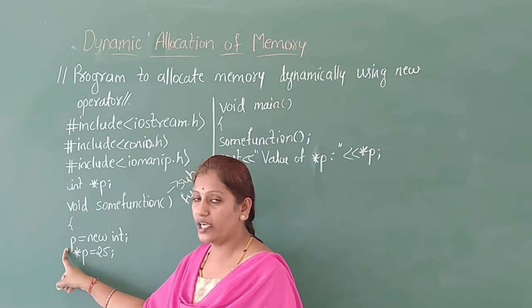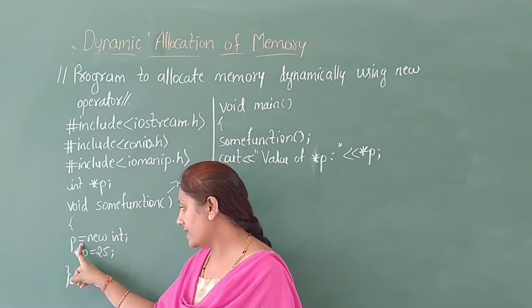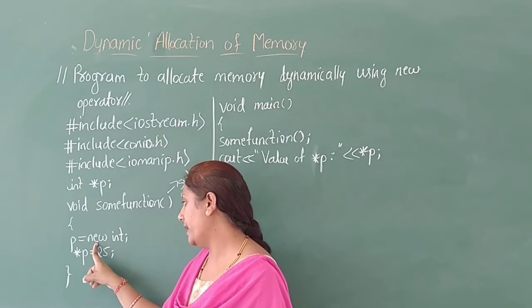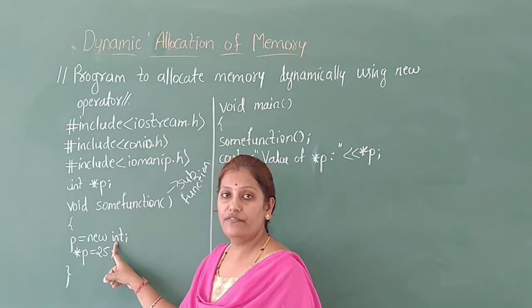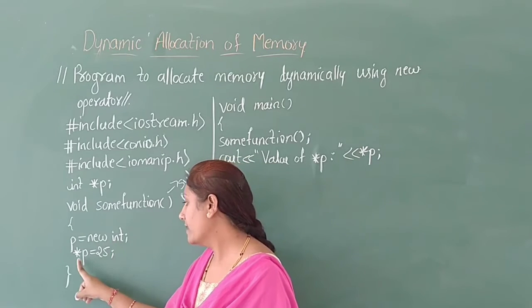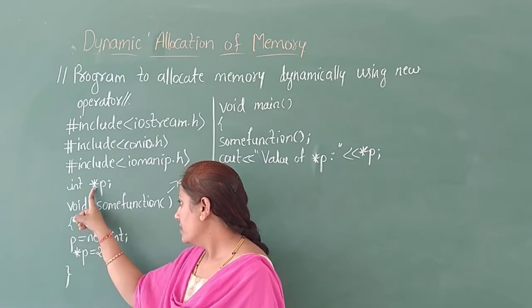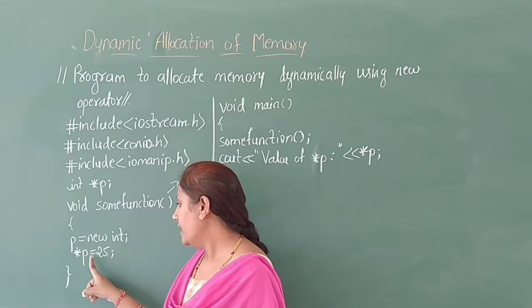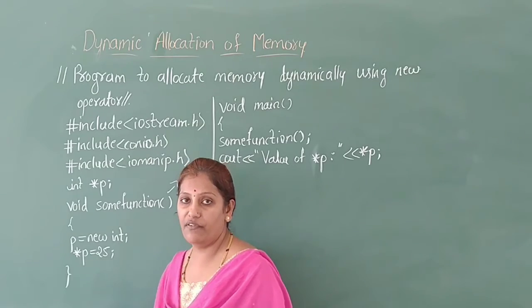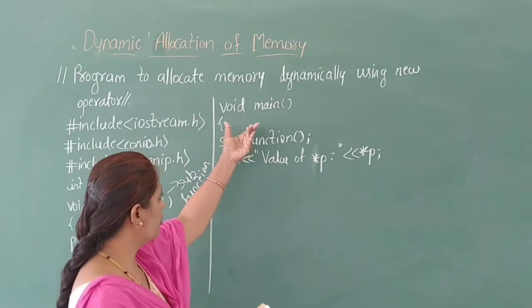The following statements: p = new int. p is a pointer variable. Using the assignment operator with the new operator, it allocates memory dynamically for an integer. And *p = 25. The pointer variable p is initialized with the value 25. Come to the main function.